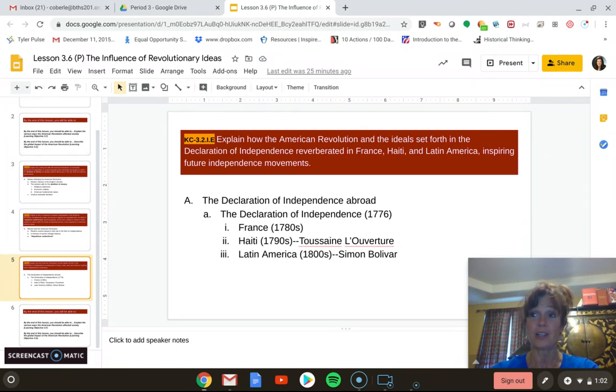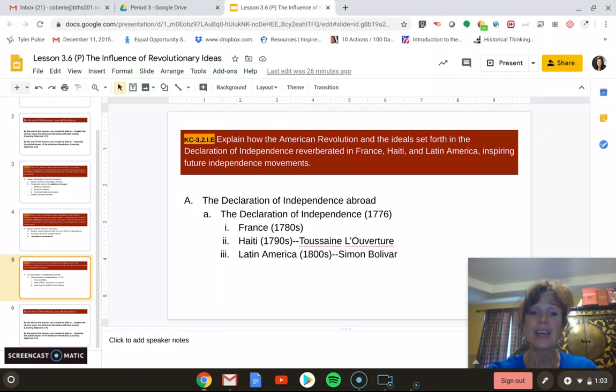Finally, in Latin America, Simon Bolivar led a series of revolutions against the Spanish Empire in the early 1800s. The Spanish Empire had been controlling all of these Latin American countries for 400 years, beginning with Christopher Columbus. And Simon Bolivar is critical, and this idea of liberty, they are critical in the founding of Venezuela, Bolivia, Ecuador, Colombia, Peru, and Panama as independent nations.